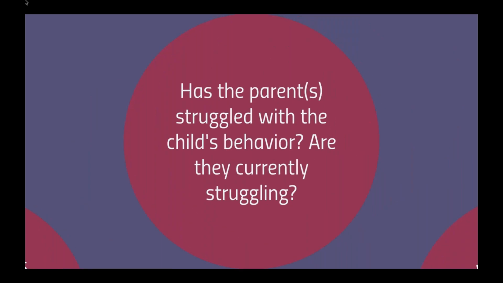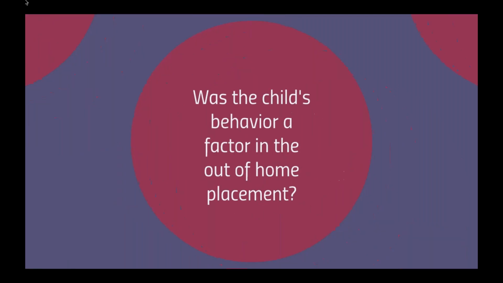Has the parent or parents struggled with the child's behavior? Are they currently struggling? What does the TOP tell us about the child's current behaviors? How does that relate to what we know about the child's behaviors in the past? Was the child's behavior a factor in the out-of-home placement? If it was, how has that changed? How has it evolved over time? Is the child progressing?